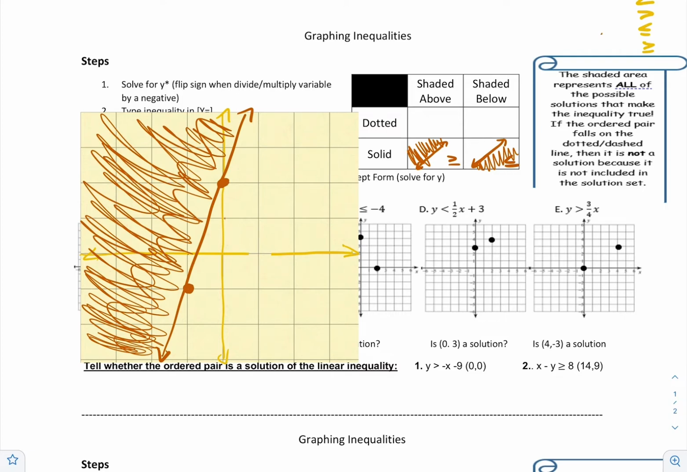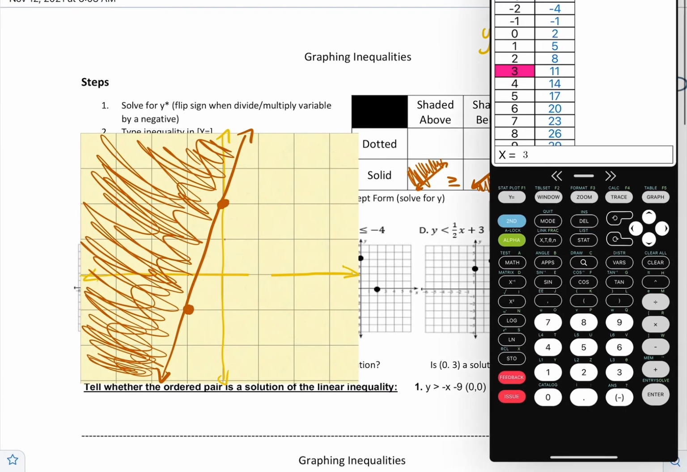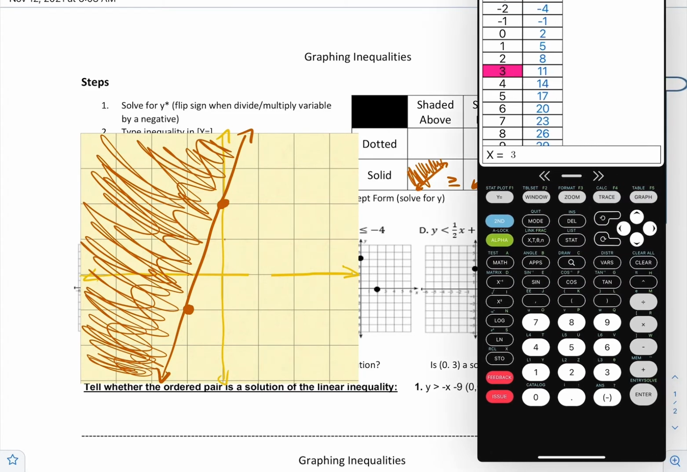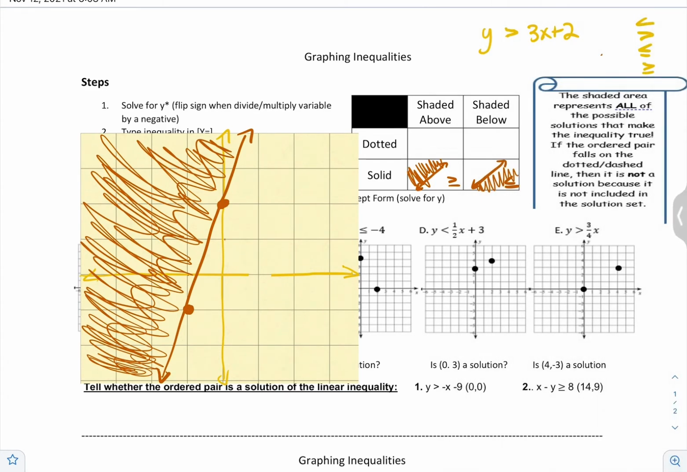What happens if we not only want, we just did y greater than or equal to 3x plus 2, but what happens when we need just the greater than, not equal to? That's the one thing the calculator can't do, is graph just greater than. It's going to always give you greater than or equal to, but you have to know where to go from there. Well, if all we need is y greater than 3x plus 2, we just basically need this shaded region. We don't need this line.